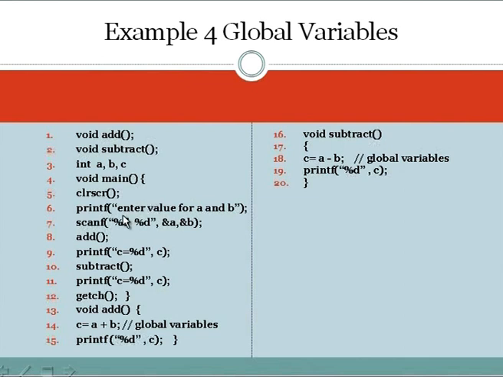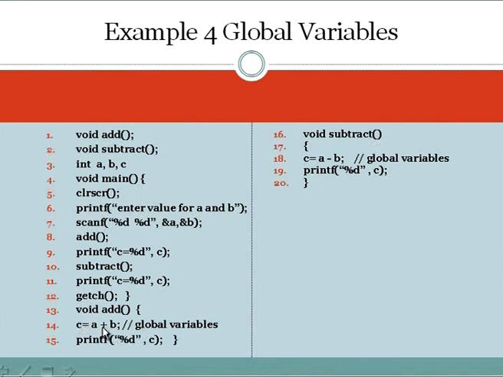When the program is executed, it will ask to enter values for a and b. We will specify values for a and b. Then the add function is called with no parameters. Inside the add function, we are computing the addition of these variables, a plus b, and the result will be assigned to the variable c.